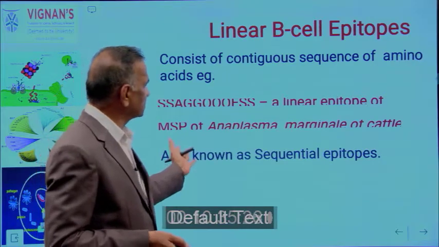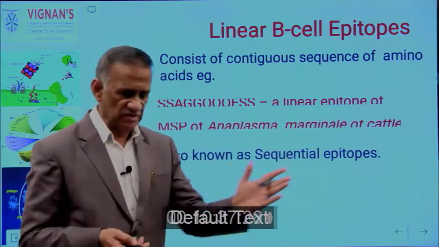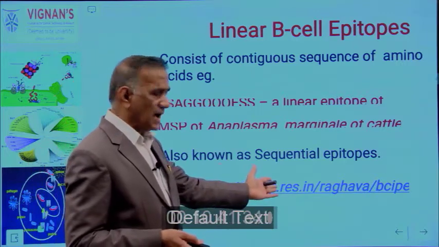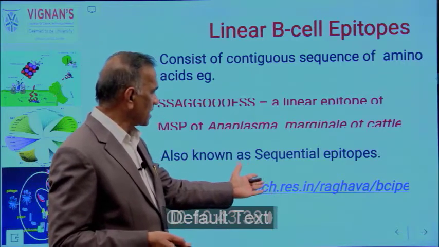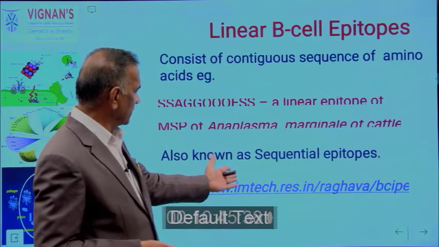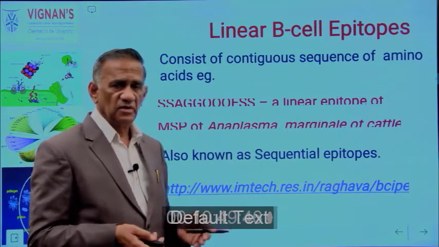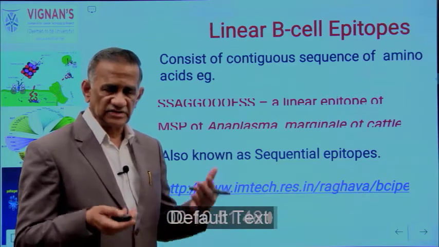And here there are sequential epitopes. Linear means sequential, one after the other. So, this is from IMTech, Professor Raghava from IMTech, Chandigarh. They developed this website. Each one of you can go there and see the details.